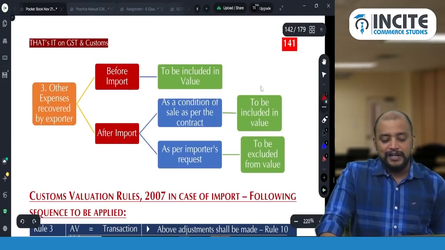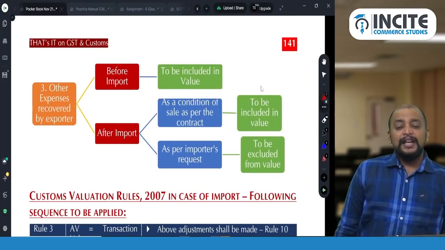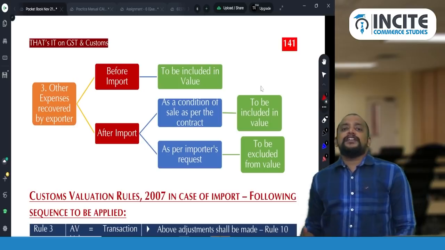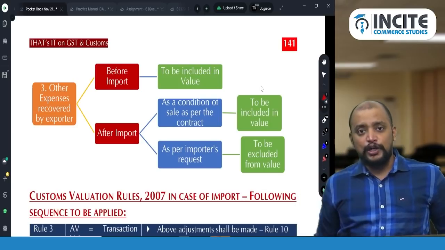Now third adjustment. Any other expenses recovered by the exporter from the importer. When is it recovered? Before import. Definitely you include it.